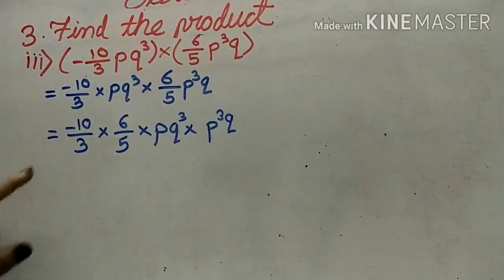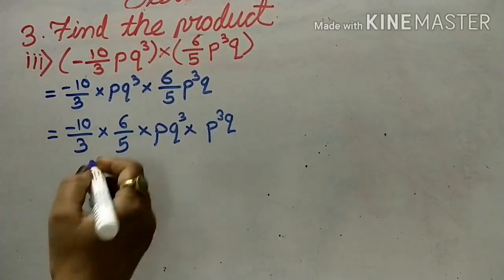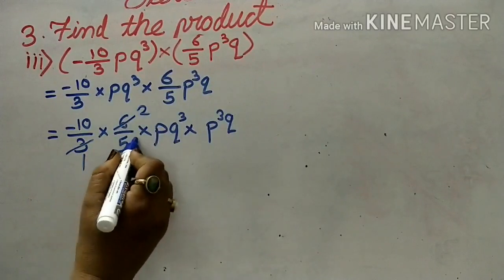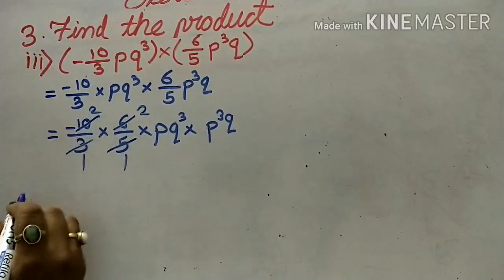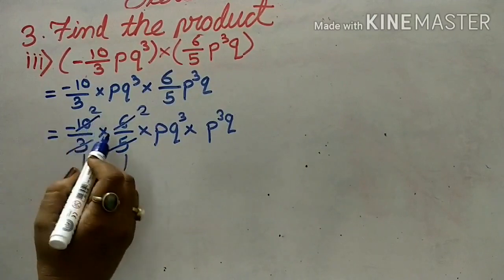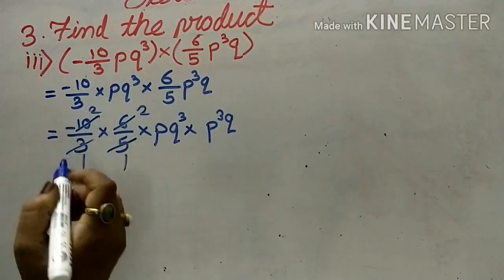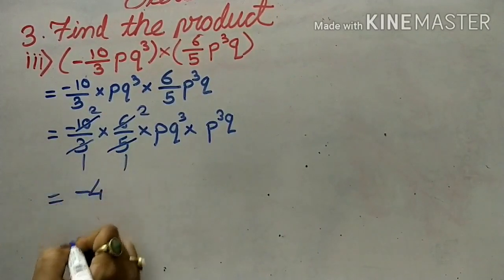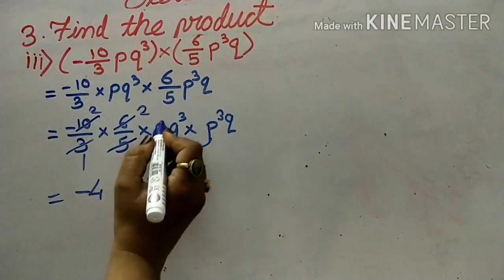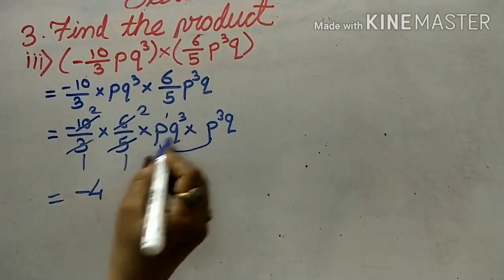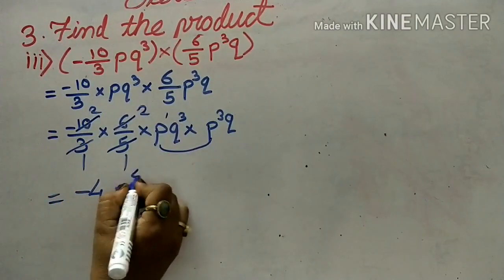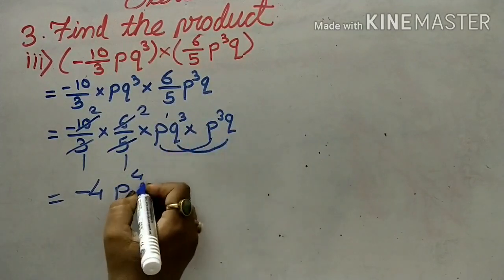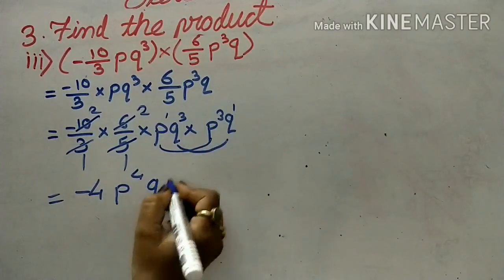Now here we have to see whether cancellation is possible. Yes, here cancellation is possible. 3 ones are 3, 3 twos are 6, 5 ones are 5, 5 twos are 10, is equal to. Now there is a multiplication in between this 2 and this 2, means 2 twos are 4. But minus into plus, it is minus. Now next, p into p cube, no power means always 1, means p raised to 4, 3 plus 1, 4. Similarly, q cube into q means q raised to 4.